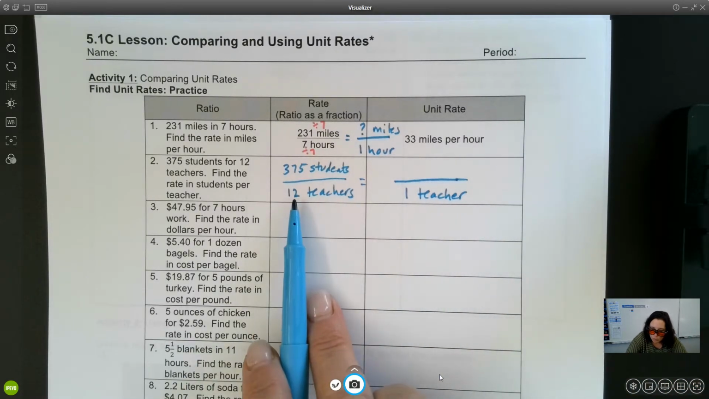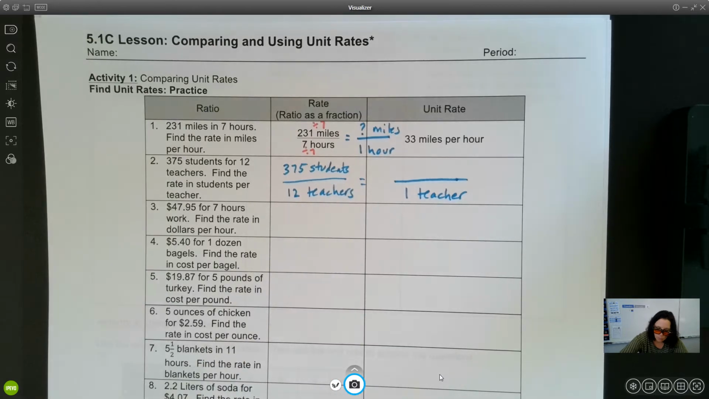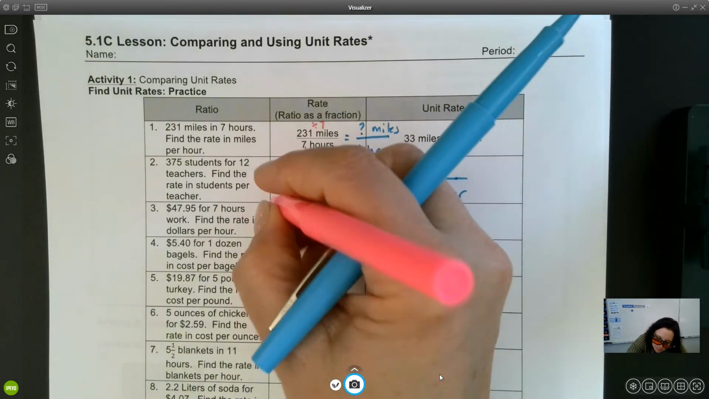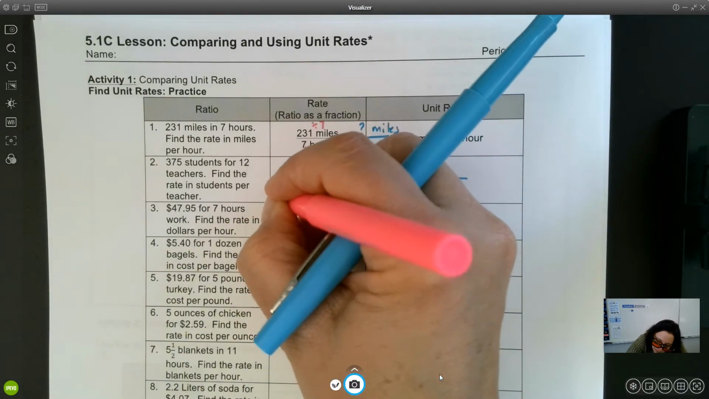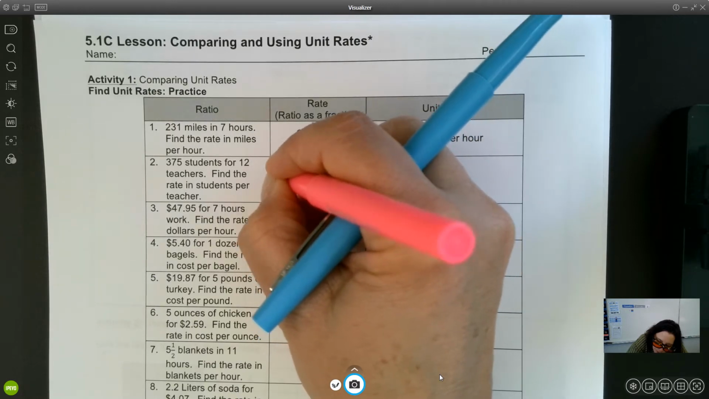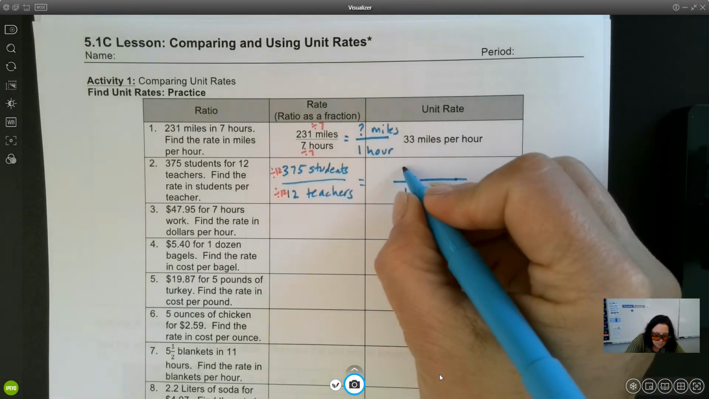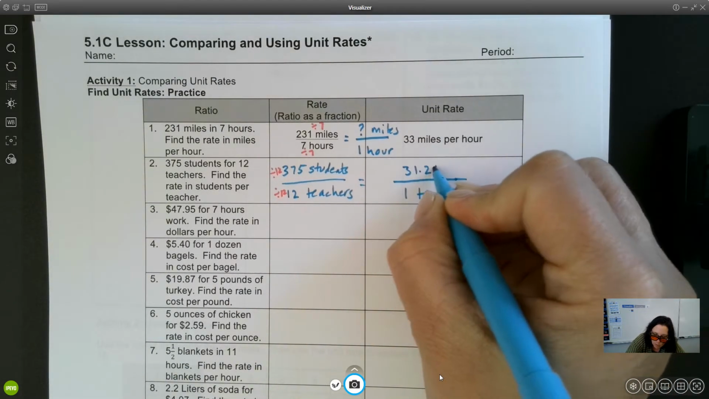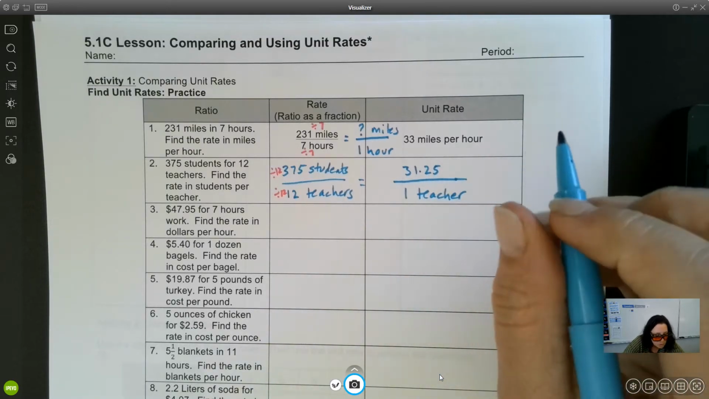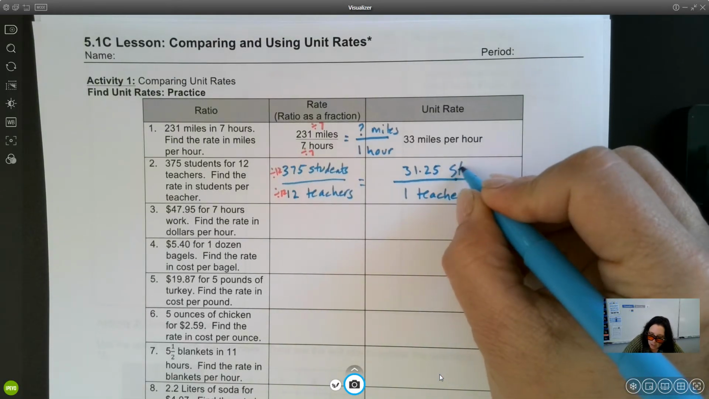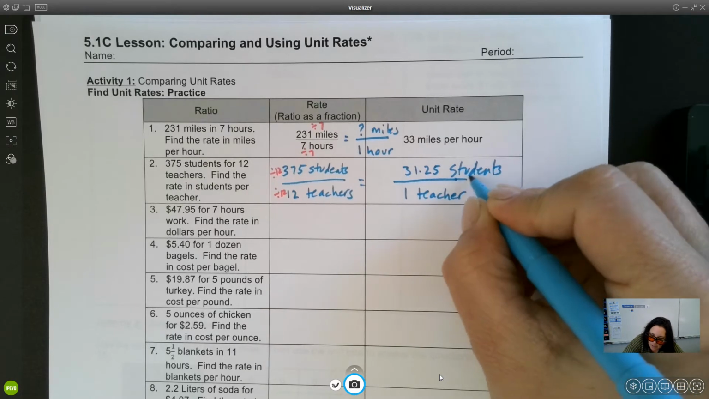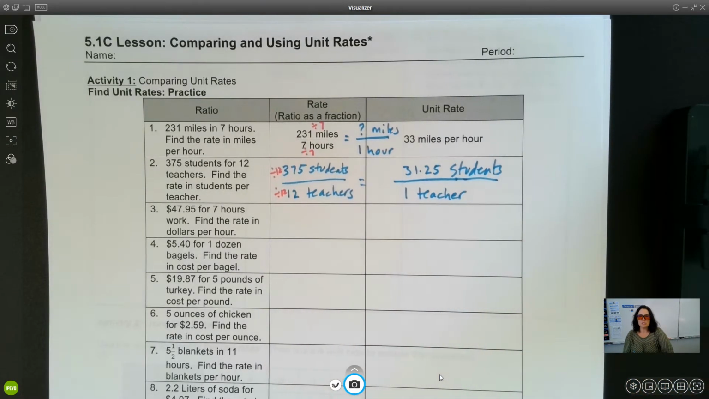Do you understand that we're dividing by 12 on the top and the bottom? We're dividing this by 12, and we're dividing this by 12. I just have more space to write it over to the left there. 375 divided by 12 comes out to a decimal, 31.25 students. I know that seems funny to have a piece of a person, but it happens.